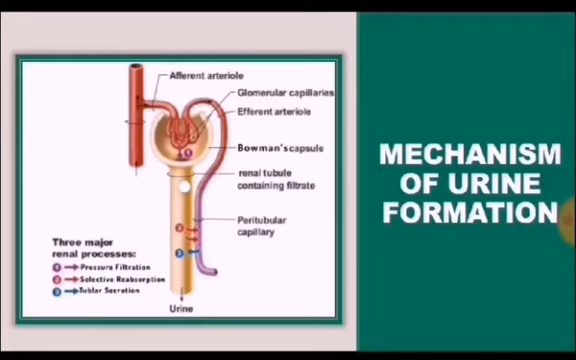The first process, ultrafiltration, occurs in renal tubule. The second process, selective reabsorption, occurs from renal tubule to peritubular capillaries, whereas the waste substances are secreted from peritubular capillaries to renal tubule during tubular secretion.